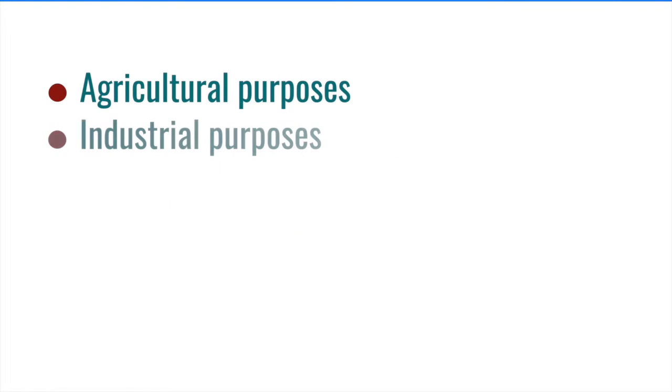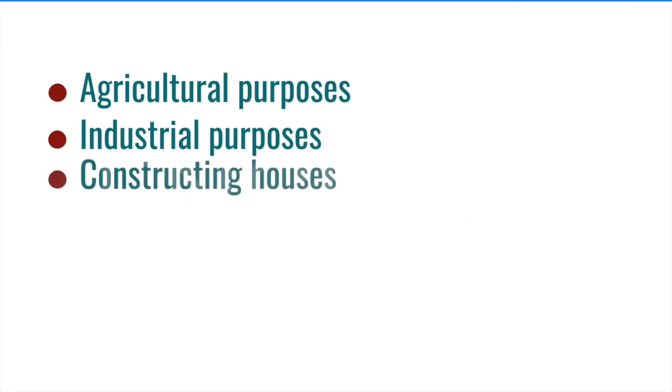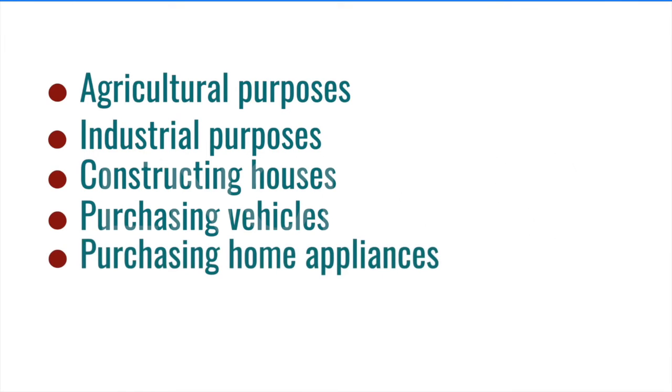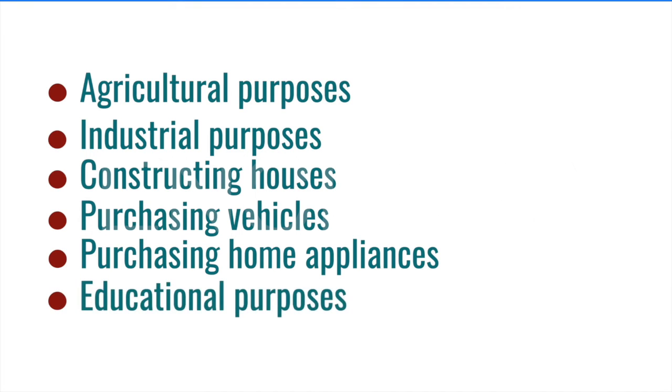If so, for what purposes do banks lend money to people? Agricultural purposes, industrial purposes, constructing houses, purchasing vehicles, purchasing home appliances, educational purposes, etc. In addition to cash credit, banks also offer other loans, that is, overdraft. It is an opportunity for a customer to withdraw money over and above the balance in his or her account.